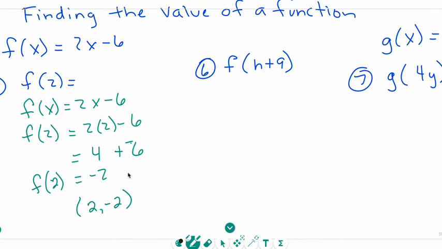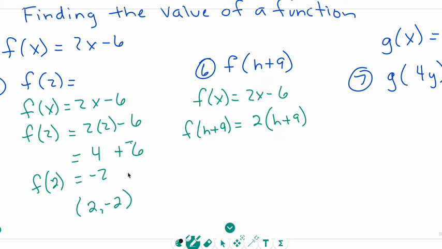All right, now let's take a look at what is the value of the function when x is h plus 9. So I'm going to write the function f of x is equal to 2x minus 6. f of h plus 9 is equal to 2 times (h plus 9) minus 6. So notice that everywhere there was an x, I put in the value of x that was given to me. So now I'm going to go ahead and rainbow. So 2h plus 18 minus 6.